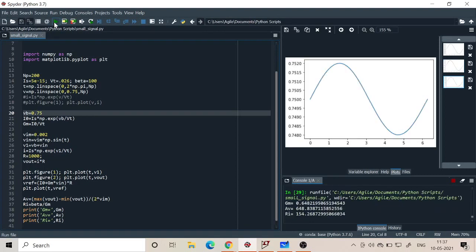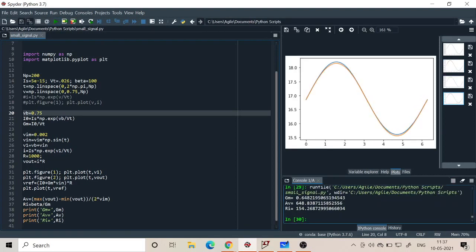Look at the same values, what you get. Now GM is 0.6. Okay, and my AV voltage gain is 648, so that is my amplification factor, and my input resistance is now smaller, it is 154. So these quantities GM, AV and RI, they are heavily dependent on where is my DC voltage.